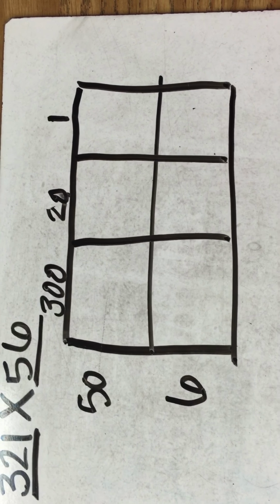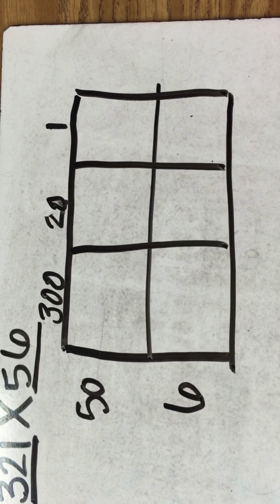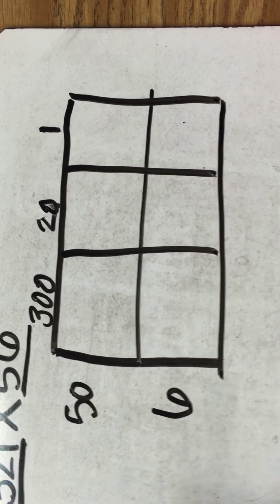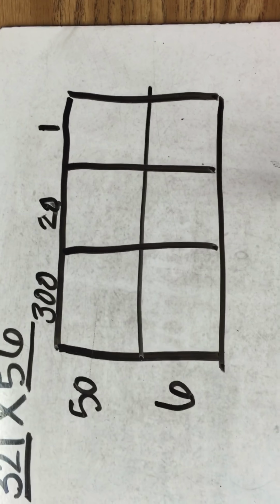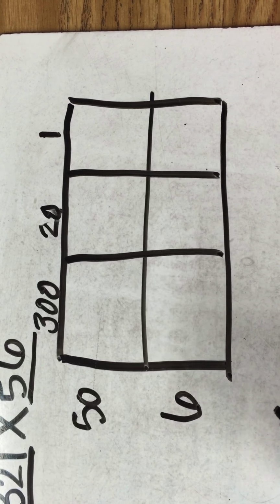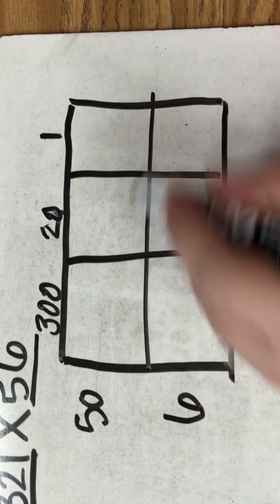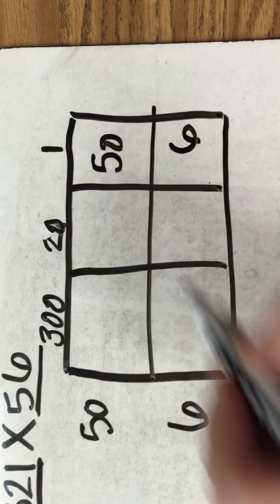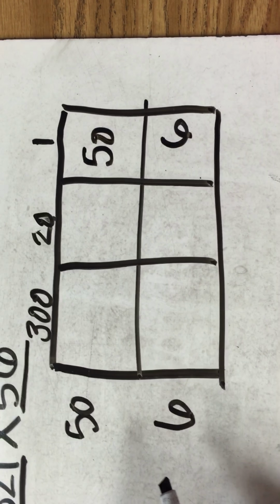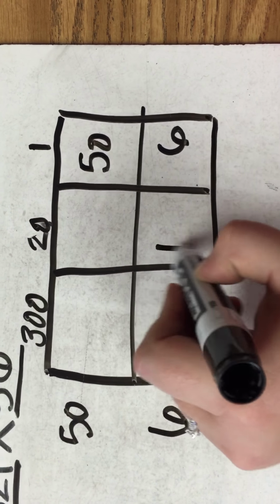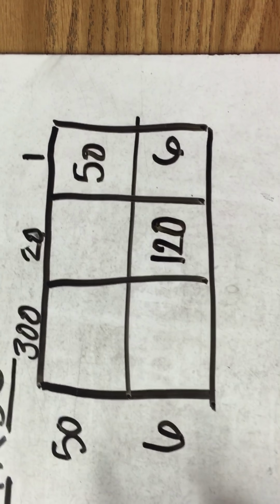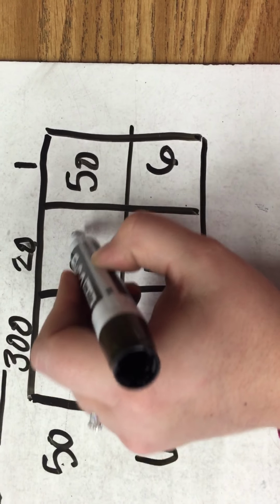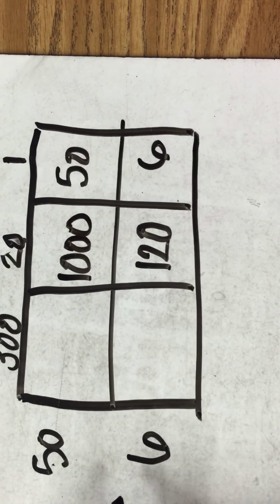To multiply these numbers out now, we're just going to simply go across and over to find the value of each box. Let's start with 6 and 1 because that's our easiest multiplication in this area model. 6 times 1 is 6. 50 times 1 is 50. Let's move to the 20. 20 times 6, well, 2 times 6 is 12 with a placeholder of 0. And 5 times 2 is 10 with 2 placeholders from our factors.